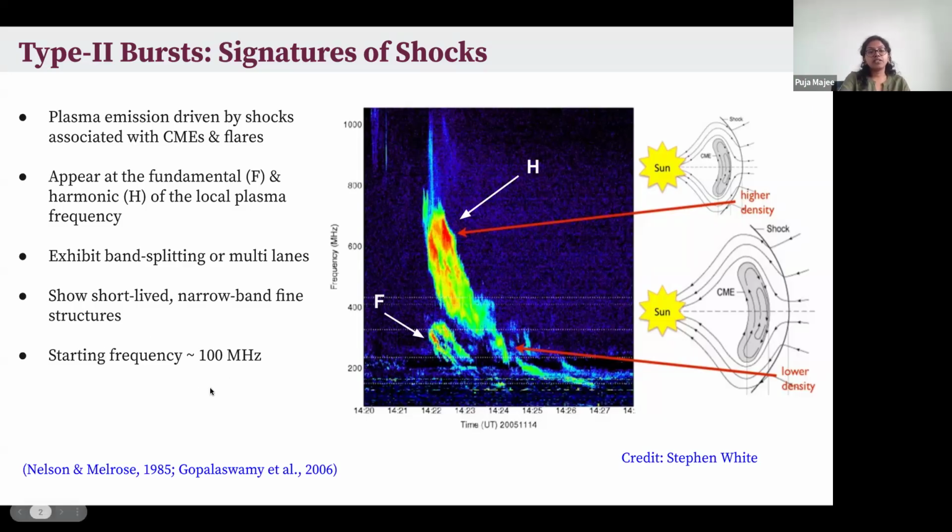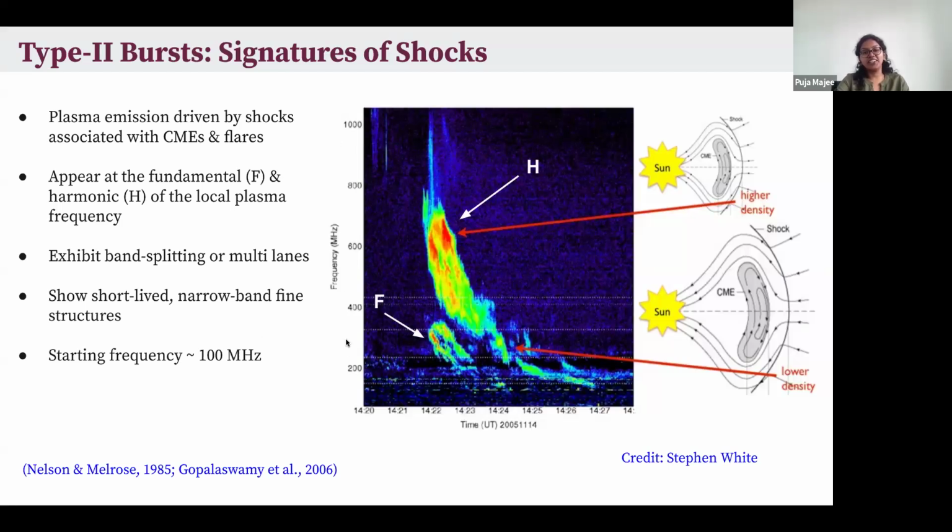Also, typically, the fundamental emission starts from hundreds of megahertz, which corresponds to a coronal height of, let's say, lower than 2 solar radii, and it can extend down to a few kilohertz, which is the inner heliosphere. So as I said, these plasma emissions can be used to probe the magnetized coronal plasma, from the inner and lower corona all the way to the inner heliosphere. Therefore, these emissions are very, very important.